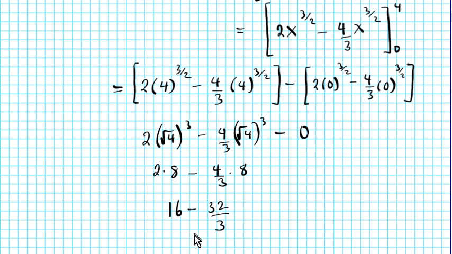And then we find the LCD, put this over 1, and then multiply by 3, top and bottom. And then what are we going to have? This is going to become 48 over 3 minus 32 over 3. 48 minus 32 is 16, so our final answer is going to be 16 over 3.